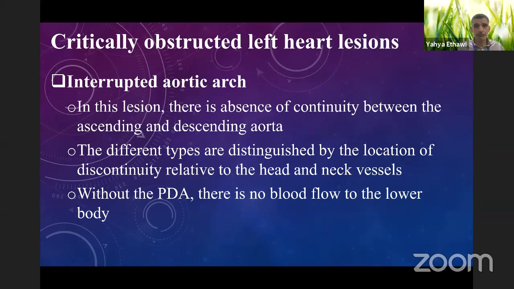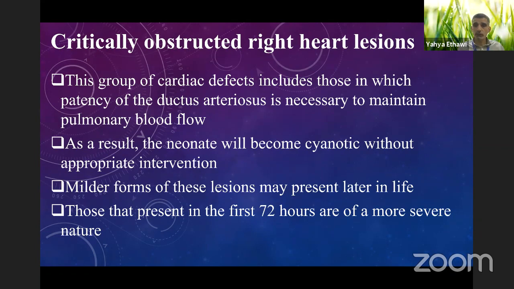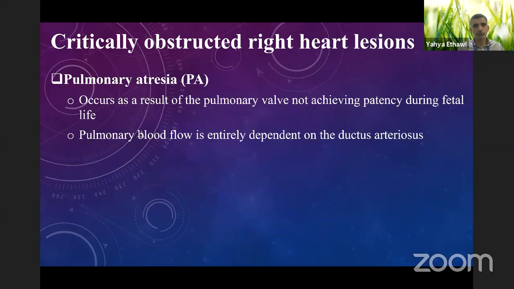You need a PDA. With right side obstruction, the right side will depend on the left side through the PDA, so you have a left to right shunt. And the baby, of course, if it's completely obstructed and there is no shunting, remember that shunting through a PFO or ASD will not help because you have obstruction at the pulmonary valve level. When we say critical, it means more than 80% of the gradient is preventing flow from passing through the valve. An example is pulmonary atresia, complete absence.